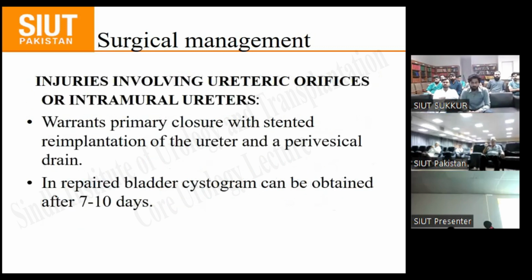If there is a ureteric injury, it can involve the ureteric orifices or it can be an intramural injury. This will always warrant primary closure with stented reimplantation of the ureter and a perivesical drain. In such a repaired bladder, a cystogram can be obtained after 7 to 10 days.